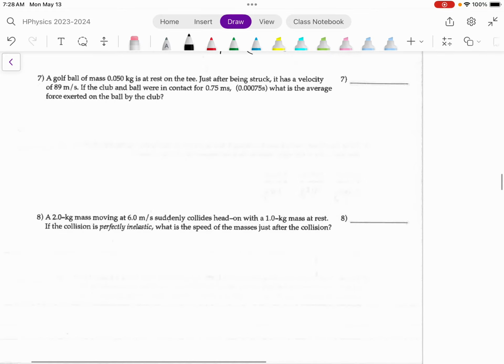Number 7, we have a ball of mass 0.05 kilograms at rest. Just after being struck, it has a velocity of 89. So someone comes along and hits this ball, velocity initial is 0, and then after that it has some velocity of 89 meters per second. We have a time that they were in contact of 0.75 milliseconds, which I've given you as 0.00075 seconds. What is the average force exerted on the ball by the club?